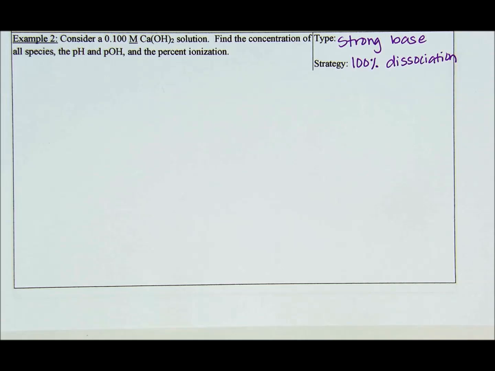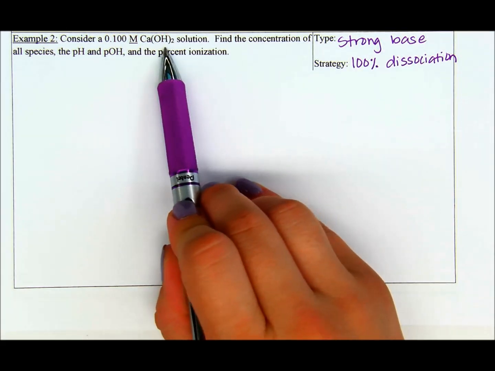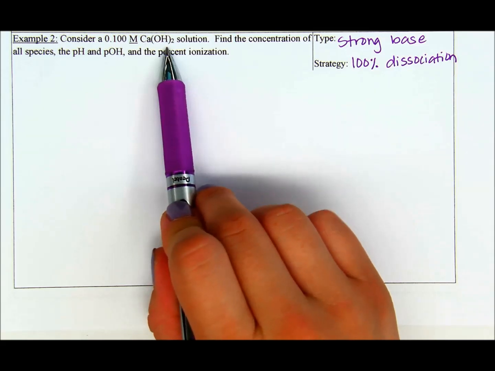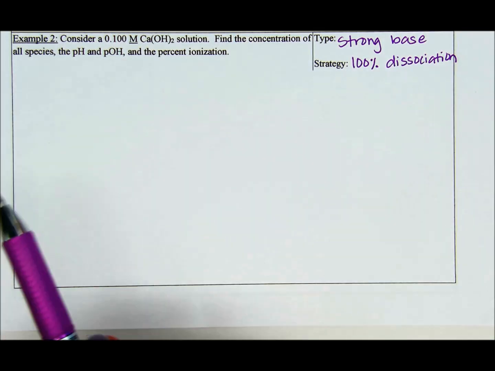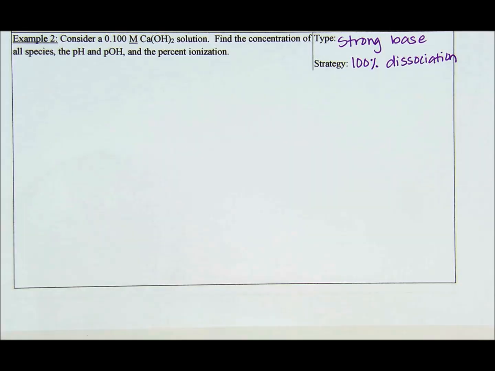Okay, at this point, I would like you to pause the video and see if you can tackle this problem. Keep in mind that this dissociates into calcium and hydroxides, and keep in mind you have 2 hydroxides here, but really that's the only change that you're going to end up having. So go ahead, pause this video, and see if you can tackle this problem.